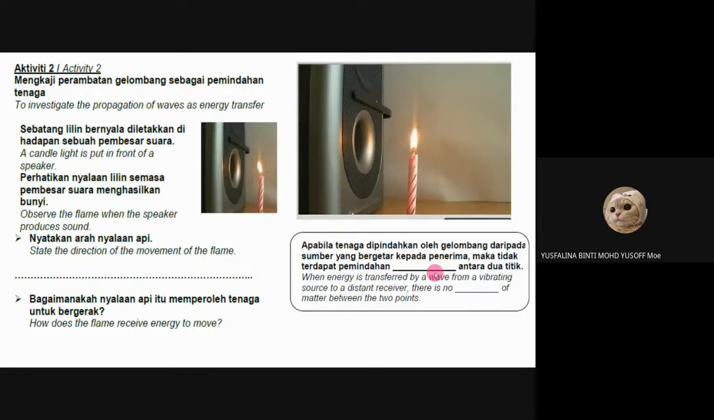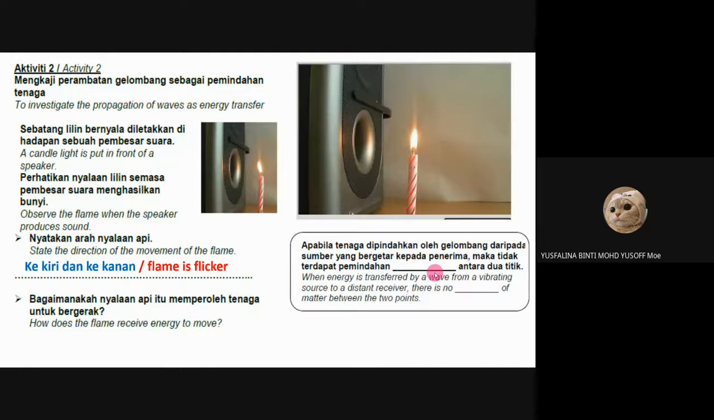So here is activity 2, to investigate the propagation of wave as transfer of energy. A candle is put in front of the speaker. This is the same as the drum just now. Observe the flame when the speaker produces sound. State the direction of the movement of the flame. Can you state the direction of the movement of the flame? Left to right. Yes, the flame moves left to right, or the flame flickers.